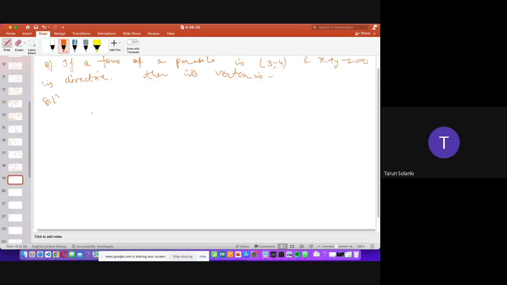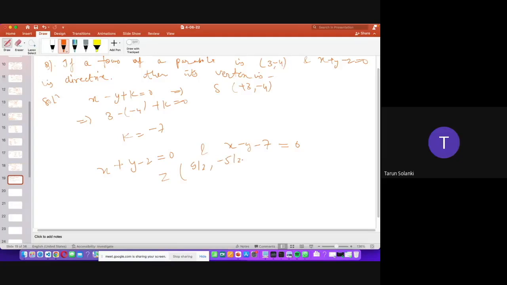So your equation x minus y plus k equals 0 passes through your focus (3, minus 4). Now putting the points, 3 minus (minus 4) plus k equals 0. So k becomes minus 7. Now Z is the point of intersection of the axis and the directrix. So solving the equations x plus y minus 2 equals 0 and x minus y minus 7 equals 0, which gives Z as (9 by 2, minus 5 by 2).